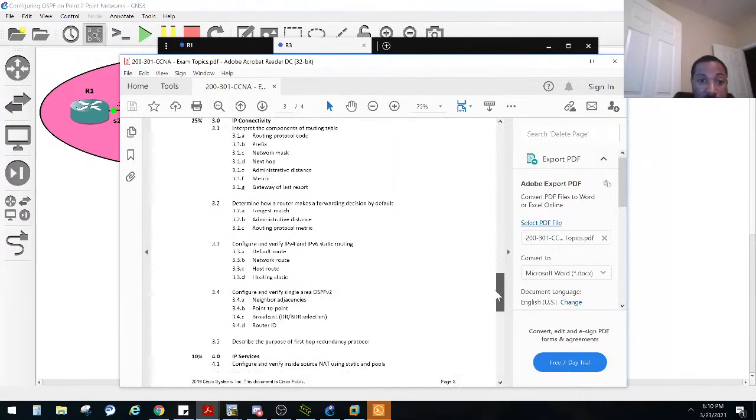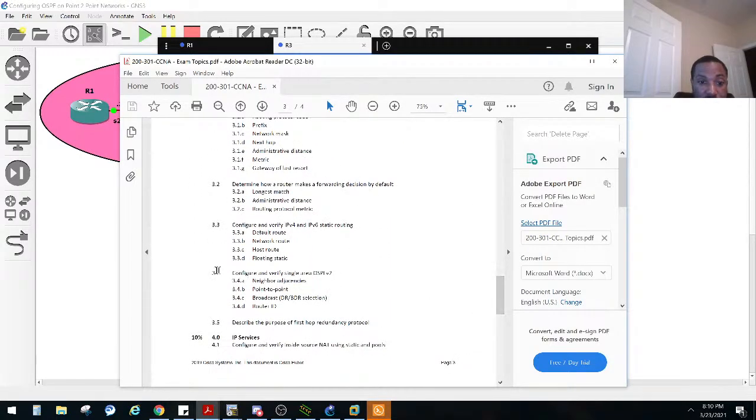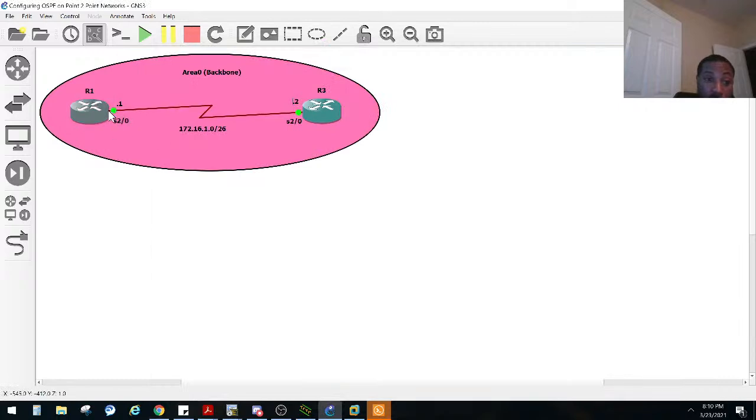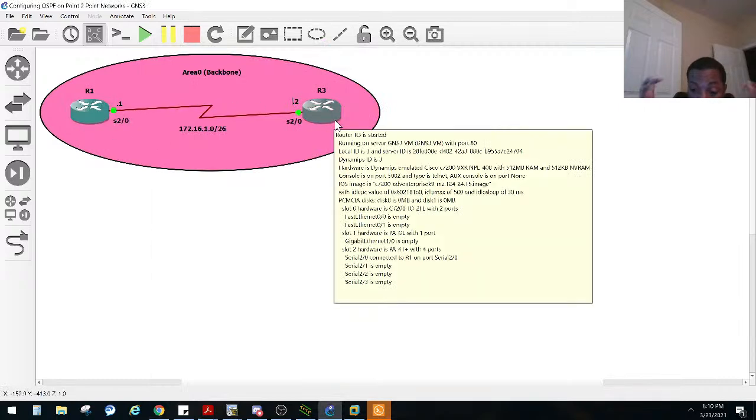And if you scroll down to IP connectivity, section 3.4, configure and verify OSPF version 2. There's also version 3, which is the IPv6 version of it. But today we're covering OSPF version 2, the IPv4 version of it. We are covering this section right here, 3.4b, point-to-point network. So what's a point-to-point network? You guessed it, a point to a point. There's 2 routers in one network, and that's pretty much considered a point-to-point network. So we're going to configure OSPF within this point-to-point network. Again, the area 0 is called the backbone network.